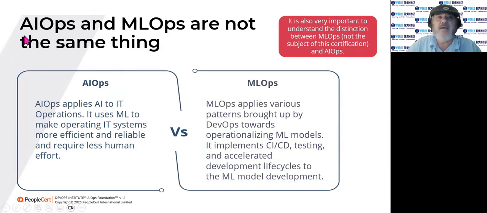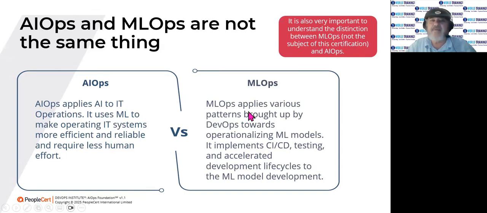So again, just like AI, AI ops and ML ops are not the same thing. It's important to understand the differences between ML ops and AI ops. AI ops applies AI for IT operations. It uses machine learning to make operating systems more efficient and reliable, with less human effort.